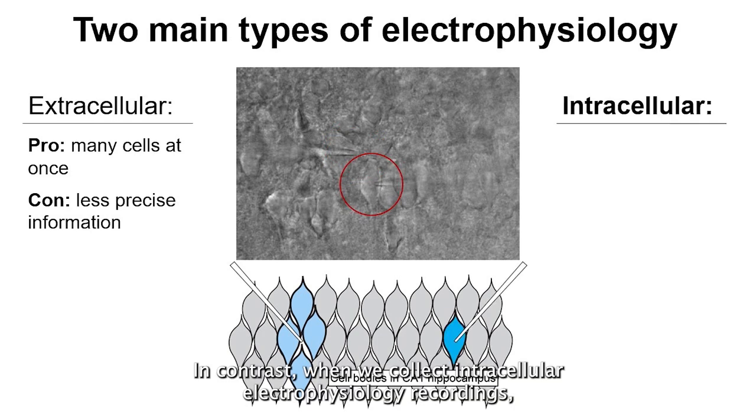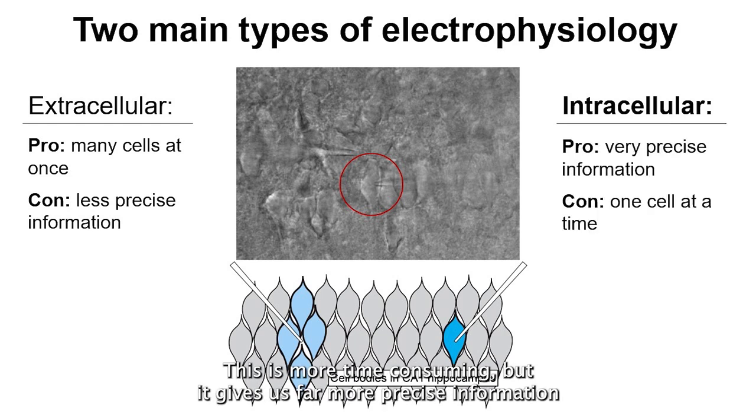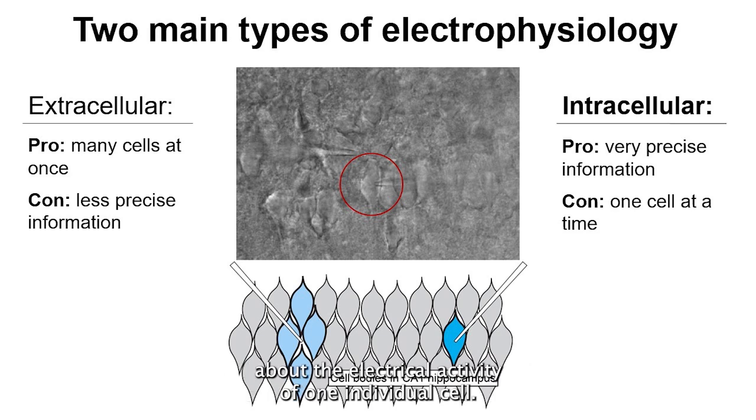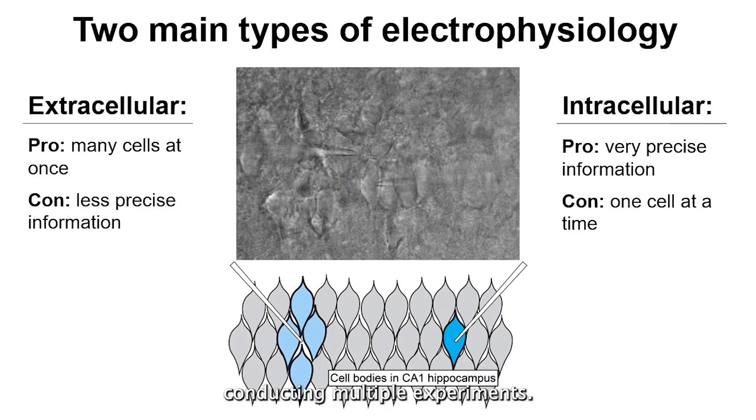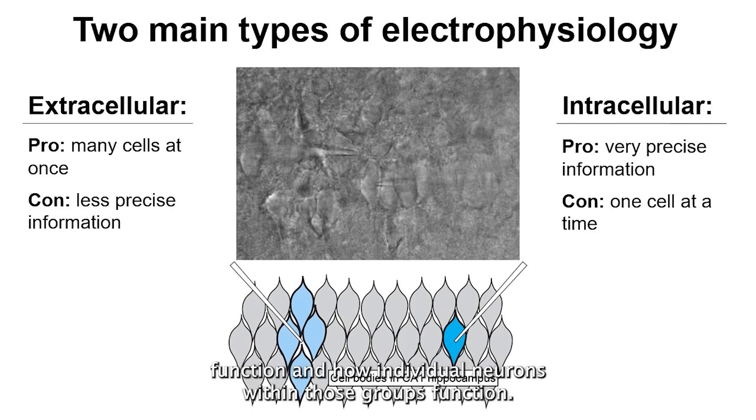However, because we cannot access the inside of the cells, we cannot collect as much data from each individual cell. In contrast, when we collect intracellular electrophysiology recordings, we gather data from a single cell at a time. This is more time-consuming, but it gives us far more precise information about the electrical activity of one individual cell. Conducting multiple experiments using both of these techniques can help us understand how groups of neurons function and how individual neurons within those groups function.